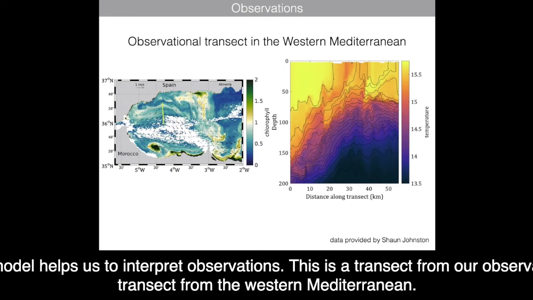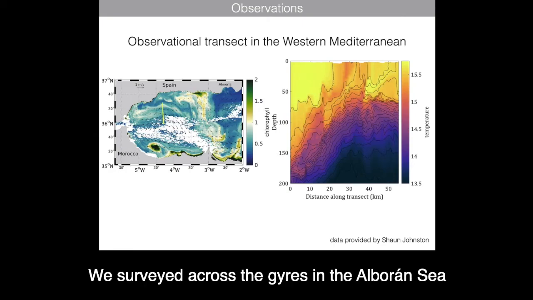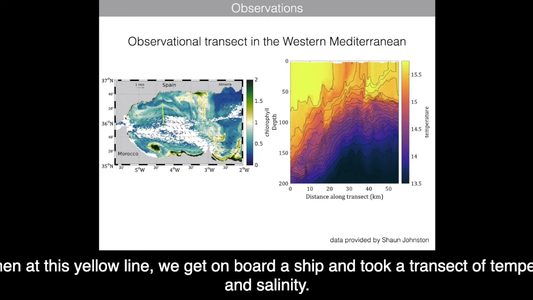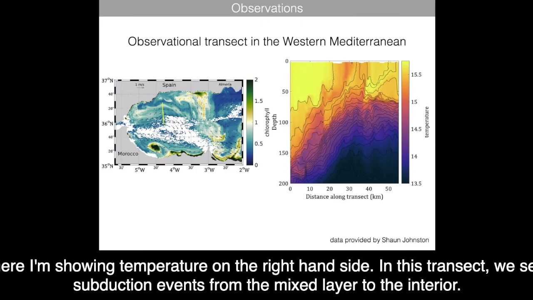So this is now an observational transect from the Western Mediterranean. We surveyed across the gyres in the Alboran Sea. On the left, I'm showing surface chlorophyll, and we see submesoscale features in this chlorophyll image at the strong front. And then at this yellow line, on board a ship, we took a transect of temperature and salinity, and here I'm showing temperature on the right-hand side. In this transect, we see two subduction events from the mixed layer to the interior.